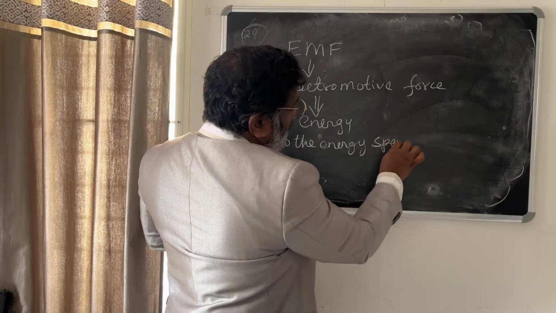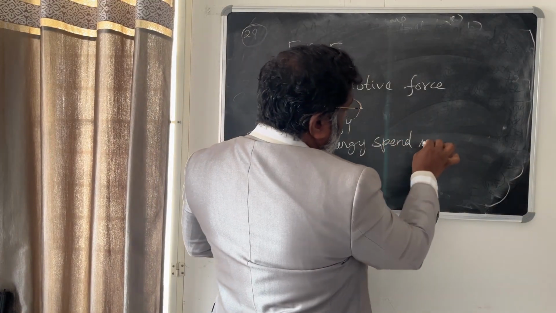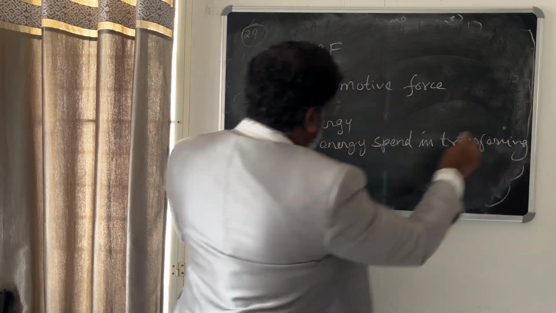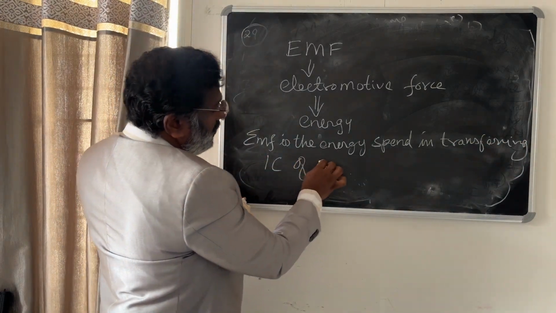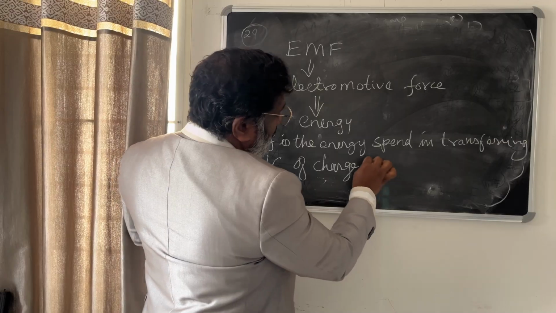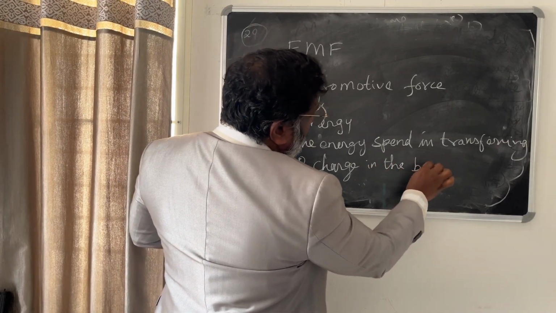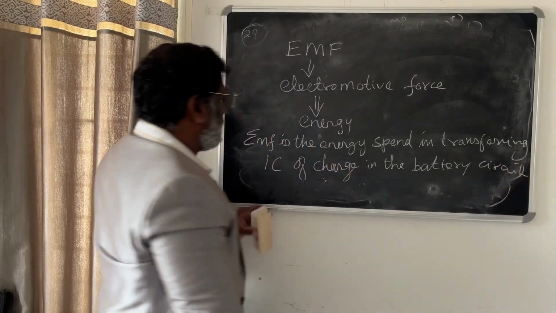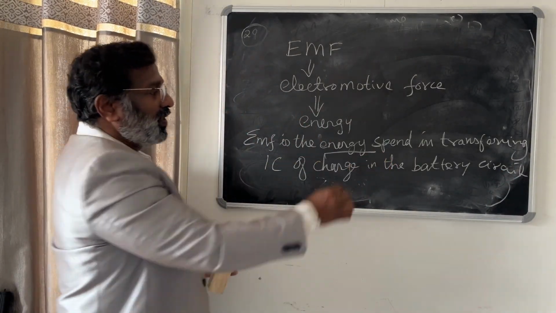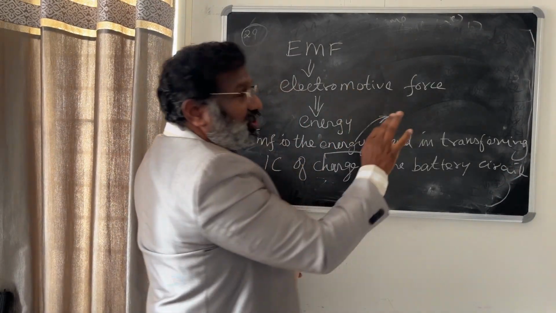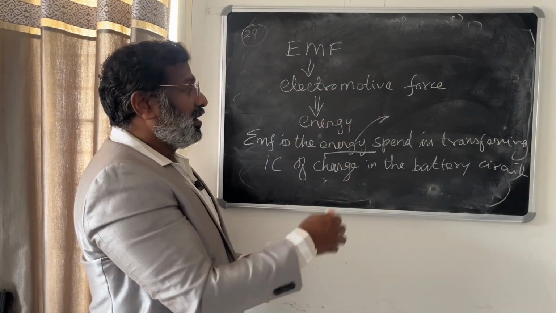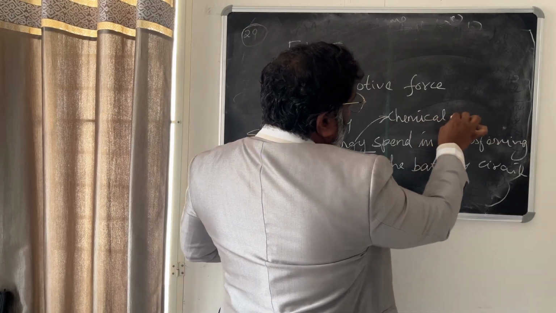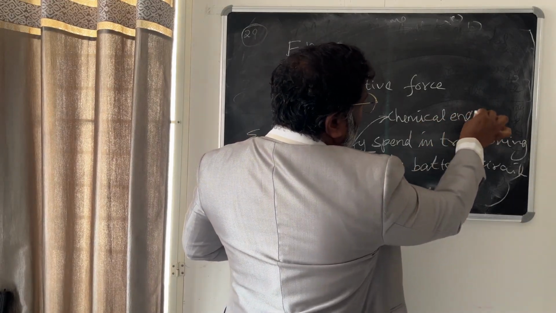energy spent in transferring 1 coulomb of charge in the battery circuit. So where does this energy come from? This energy is nothing but energy released due to chemical reaction in the battery, chemical reaction in the cell. This energy is nothing but chemical energy, and the corresponding force is chemical force.